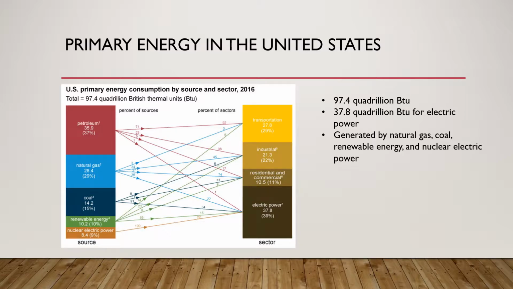And just a little background about primary energy in the United States. In this graph, you can see the total consumption of energy is about 97.4 quadrillion British thermal units, and of that, about 37.8 quadrillion BTUs is used for electric power, and it's mostly generated by natural gas, coal, renewable energy, and nuclear electric power. And it can be noted that a lot of it is generated from coal.